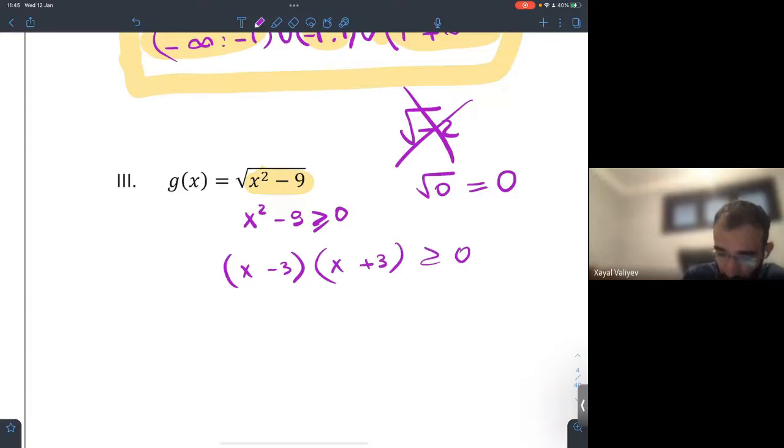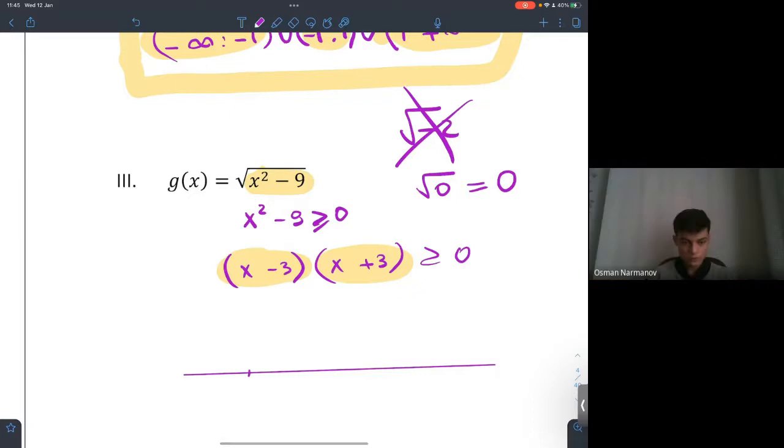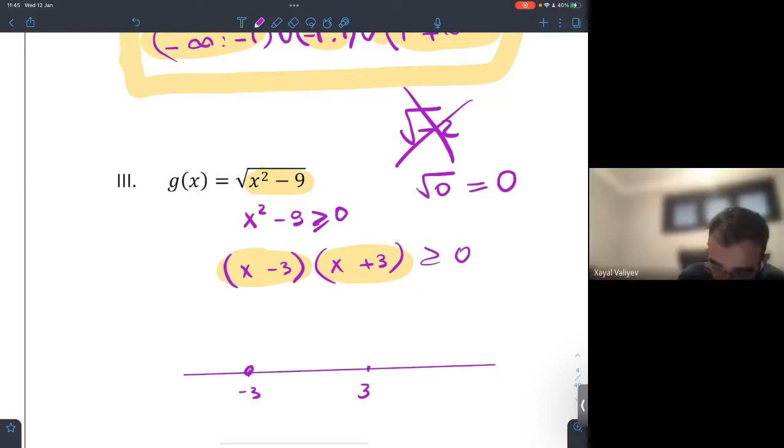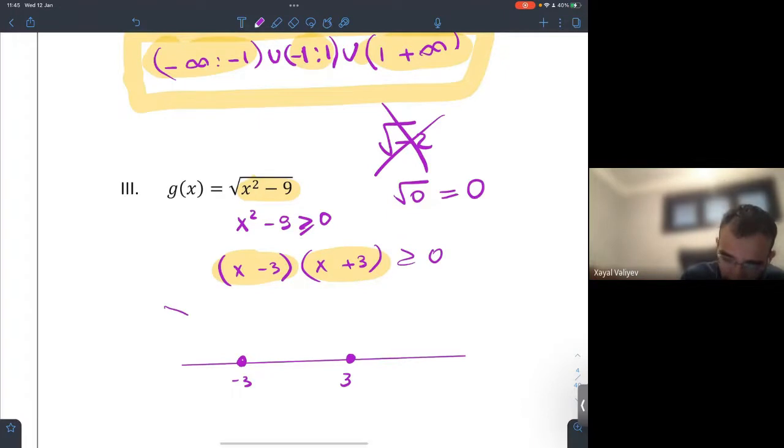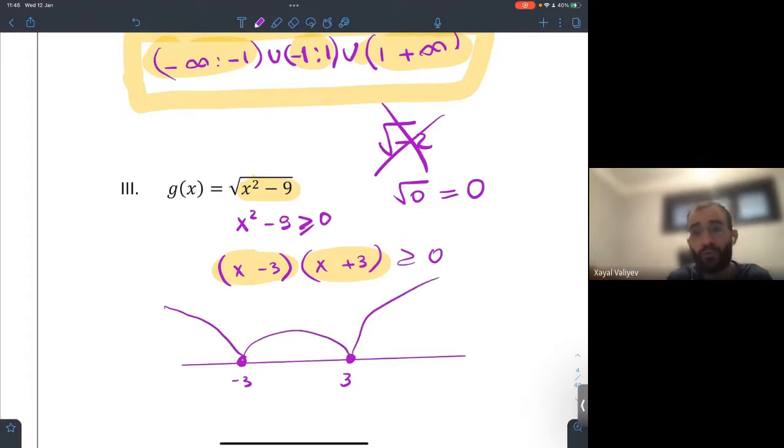Yes, good job, Osman. Then I'm going to sketch a number line and find out the roots for x minus 3 and x plus 3. What are the roots if they're equal to 0? It is negative 3 and 3. I'm going to include both of them, negative 3 and 3, because I'm saying greater than or equal to. Then, choose a number greater than 3. If I choose 4 and plug it in instead of x, 4 squared minus 9 would be 16 minus 9, which is a number greater than 0. That means this part will be greater than 0. And then the sign changes: positive, negative, and positive. Actually it depends on the question, but it changes like that.